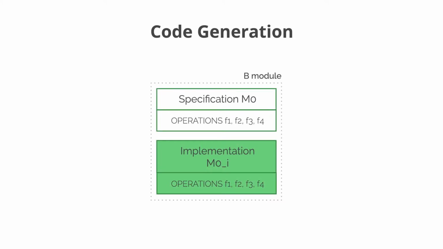Today in this video we are going to see how to generate code from a B project. The code generation is focused only on the C language. Source code generation is the main byproduct of a B project.